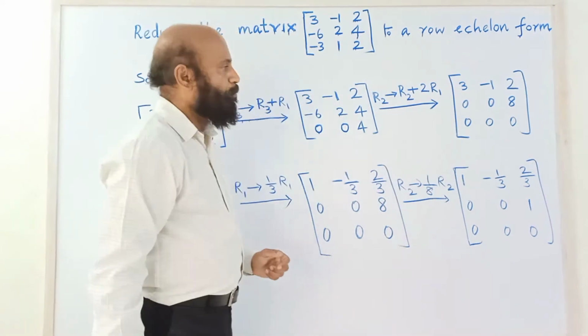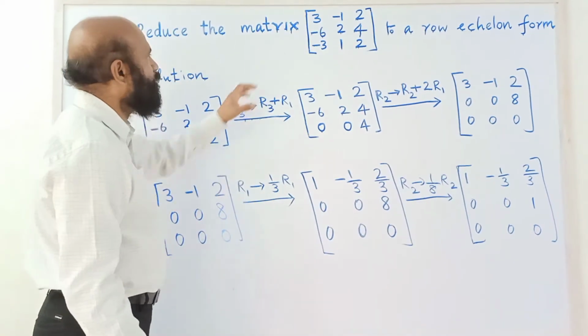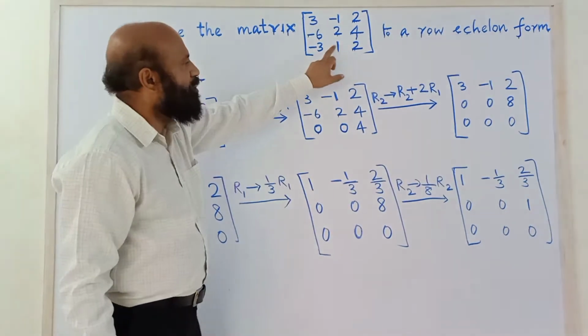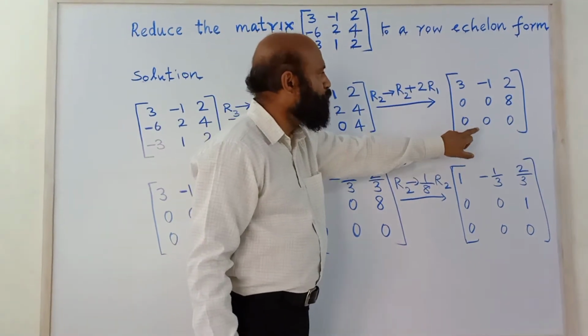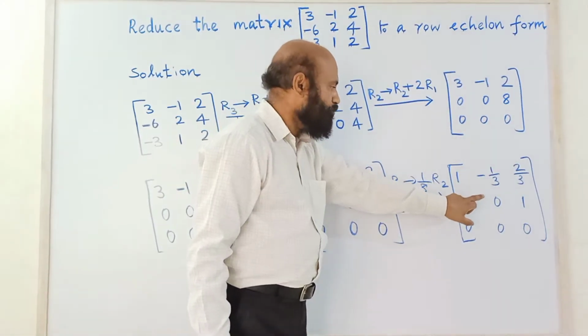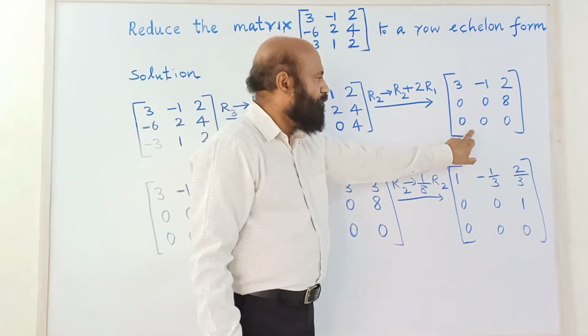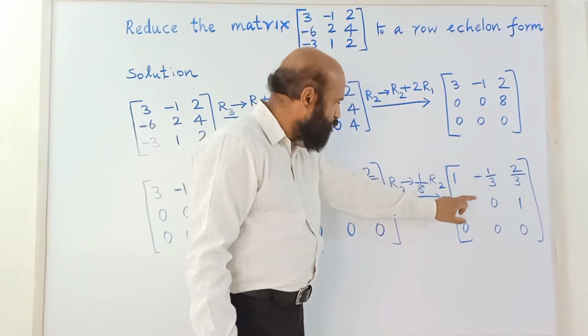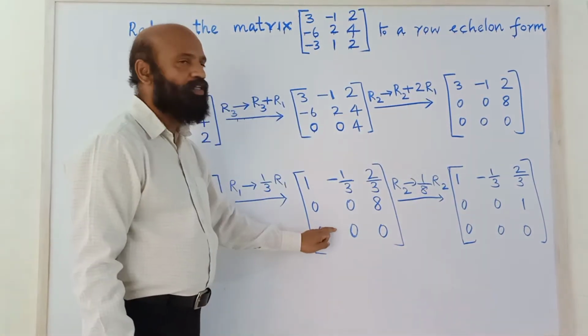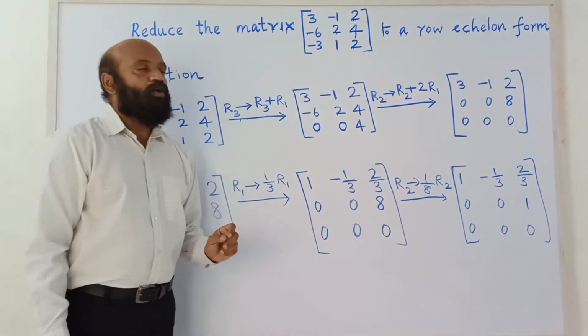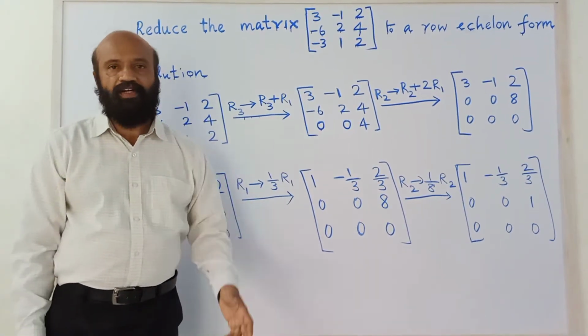So row echelon form is not unique. So given matrix, this is transformed to row echelon form. This is also row echelon form. This is also in the row echelon form. So row echelon form is not unique.